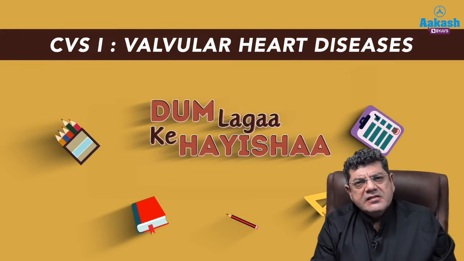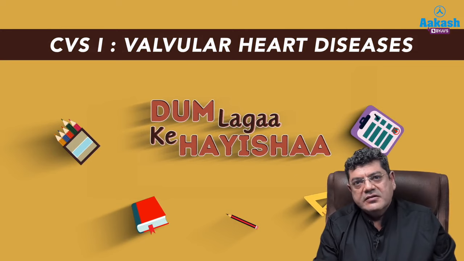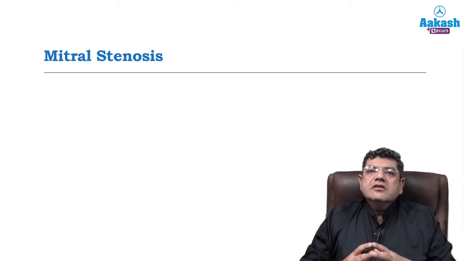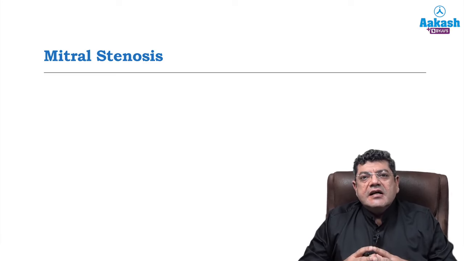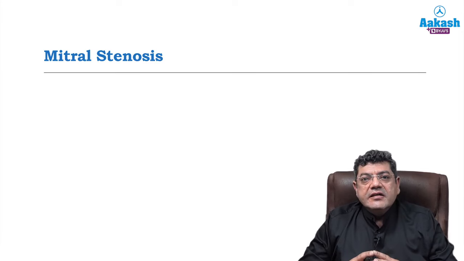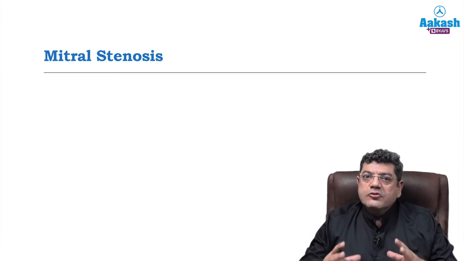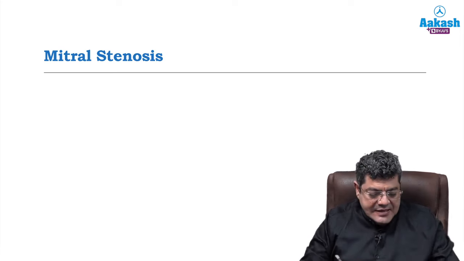Right. So we start our discussion of valvular heart disease with mitral stenosis. That's the valvular lesion you most commonly see in your wards. That's the valvular lesion that is very common in our country, especially because of acute rheumatic fever and its sequela of rheumatic heart disease, right?